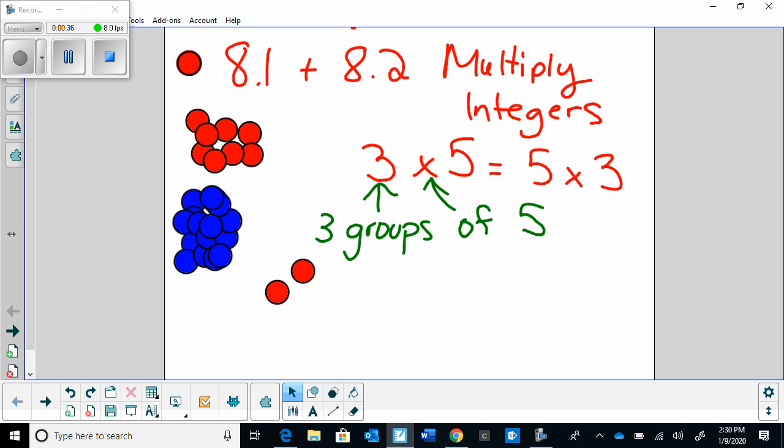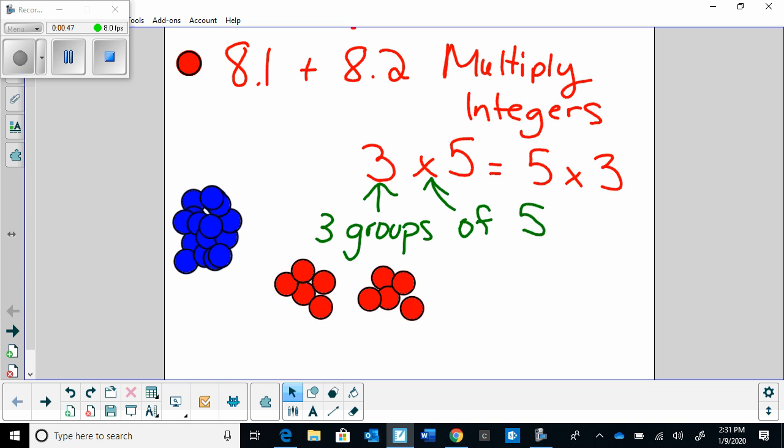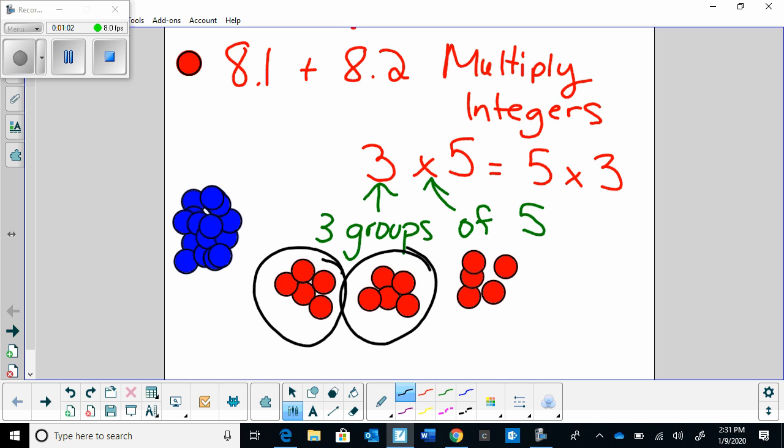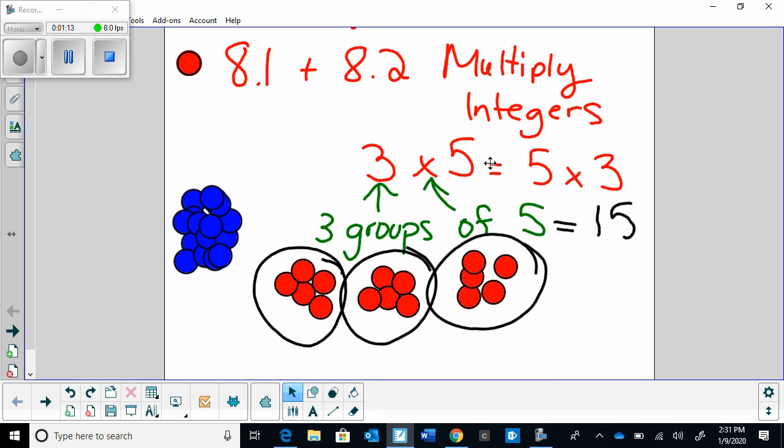So we got 1, 2, 3, 4, 5. That's one group. 1, 2, 3, 4, 5. That's another group. And 1, 2, 3, 4, and 5. That's another group. So we have 1 group of 5, 2 groups of 5, 3 groups of 5. In total, that gave us 15 positive circles, or positive 15. And we said that's what 3 times 5 means.